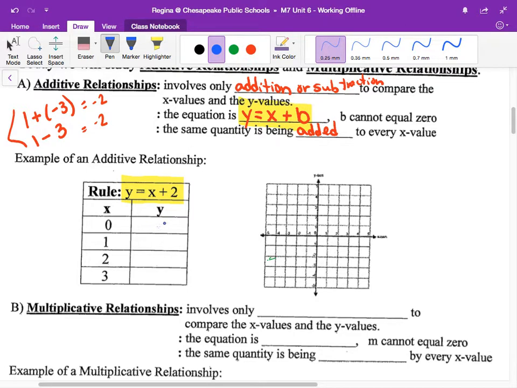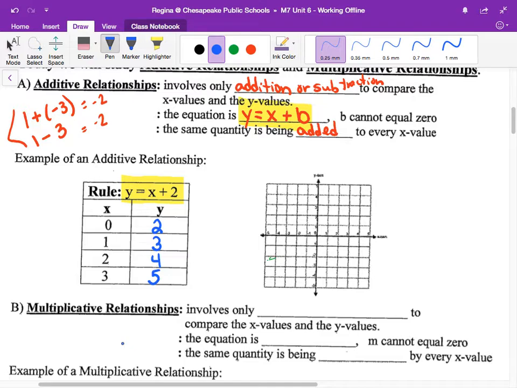I don't even think you need a calculator for this one. I'm going to plug in 0 right here. 0 plus 2 is 2. When I plug in 1, out comes 3. When I plug in 2, out comes 4. When I plug in 3, out comes 5.